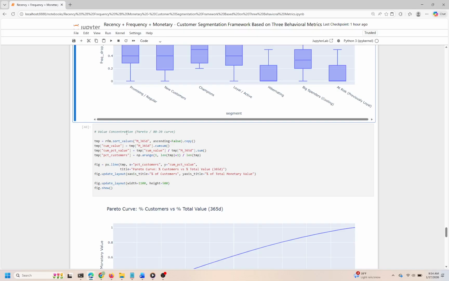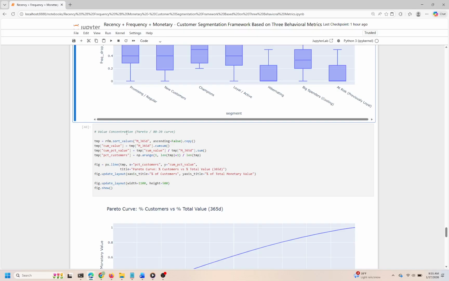Cell 26. In this cell, we're diving into the concept of value concentration through a visualization known as the Pareto curve, which showcases the relationship between customers and their total monetary contributions over the past year. This analysis is essential for understanding how a small segment of customers can drive a significant portion of revenue, encapsulated in what's often referred to as the 80-20 rule. The code first organizes our data by sorting it in descending order based on the monetary values people have contributed over the last 365 days.